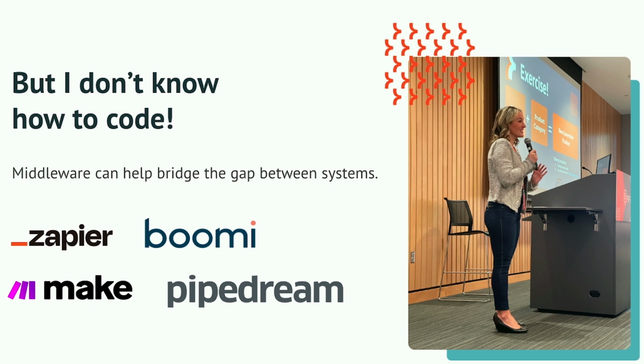And I asked her to make sure she'd be okay with that. But she does know how to use Zapier, which is a middleware. And that middleware can help bridge the gap between systems without having to know the code. You don't have to know Python. You don't have to know JSON. You just need to know this is the data I want, and this is the data I want to send somewhere.